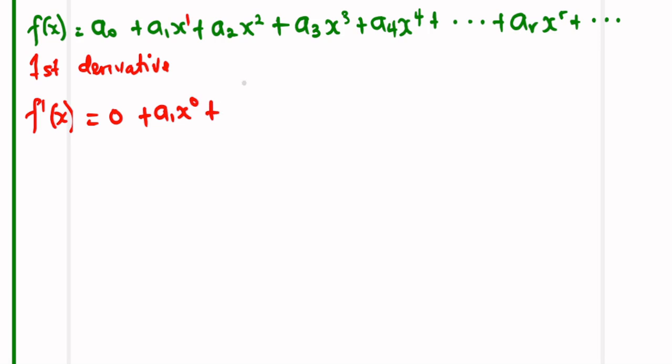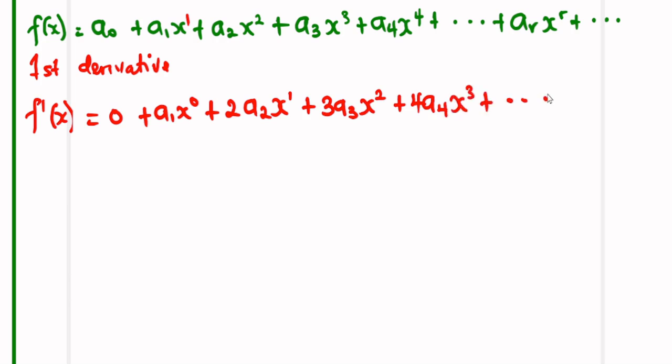Now we have plus 2a2 x raised to the power. If we remove 1 from the power, it remains 1. Plus, here we have 3a3 x raised to the power 2, plus 4a4 x raised to the power 3, plus dot dot dot. I don't want to take it to the nth order, so let's just stop with this number, so it's going to be easy for us. So dot dot dot is denoting that this goes to infinity.